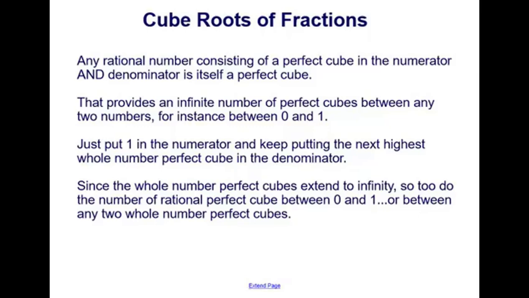That provides an infinite number of perfect cubes between any two numbers, for instance, between just 0 and 1. And then you just put 1 in the numerator and keep putting the next highest whole number perfect cube in the denominator, since 1 is a perfect cube itself. Since the whole number perfect cubes extend to infinity, so too do the number of rational perfect cubes between 0 and 1, or between any two whole number perfect cubes.